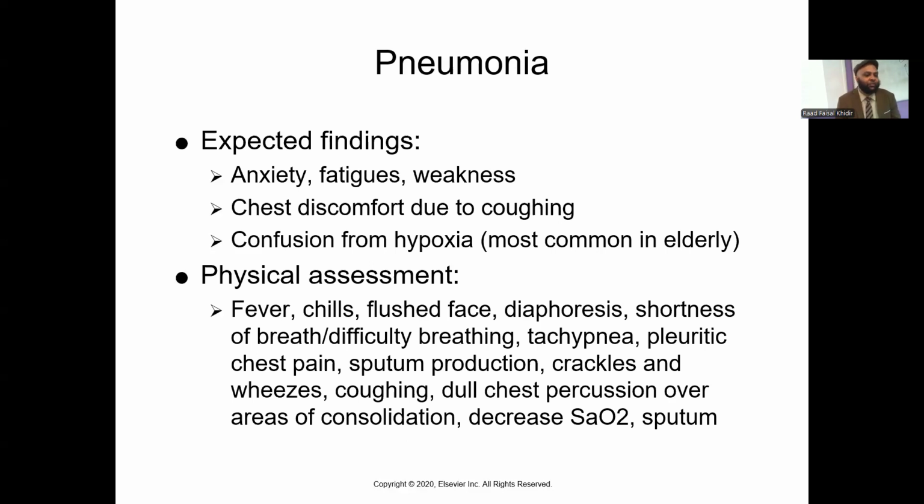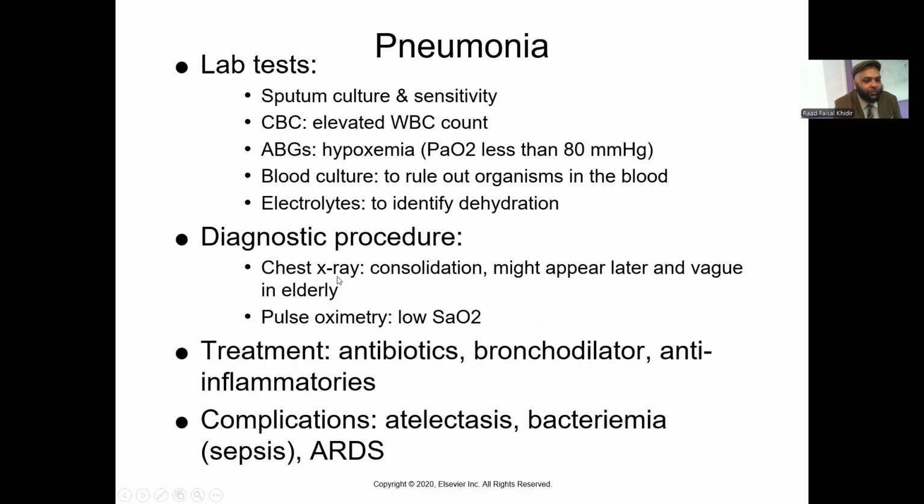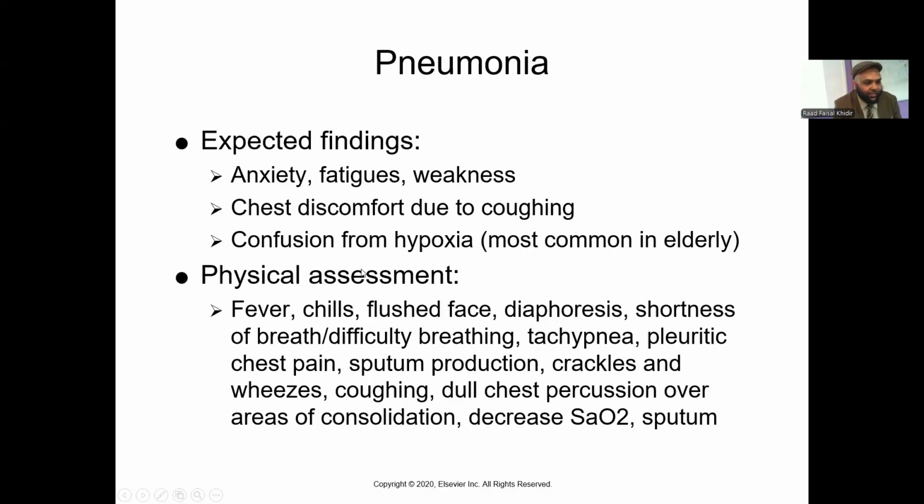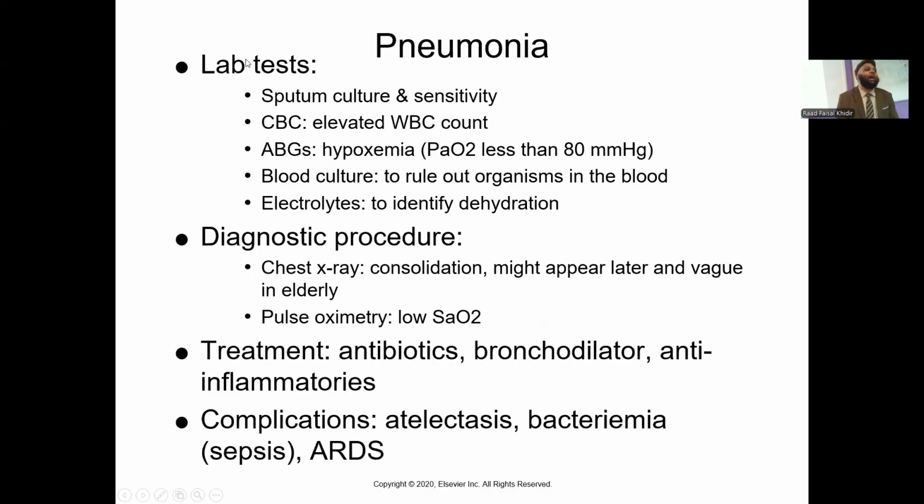The physical assessment is fever, chills, flushed face, diaphoresis, shortness of breath, difficulty breathing, tachypnea, pleuritic chest pain, sputum production, crackles, and wheezes. Those are all the different measurements that we use to assess pneumonia. Now in the lab, to completely diagnose pneumonia, we rely on sputum culture and sensitivity, and we look at the CBC count. There's usually an elevated white blood cell count, and we look at arterial blood gases.